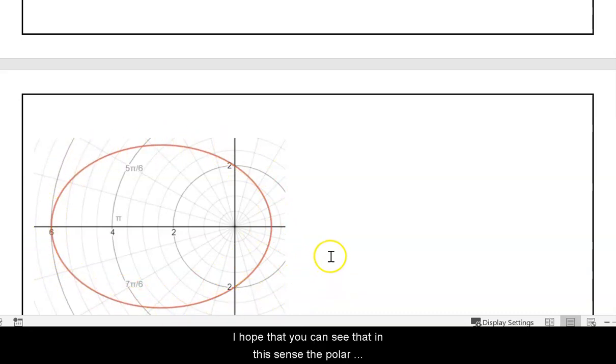I hope that you can see that in this sense, the polar coordinate system is much simpler for representing conic sections, since the form of the equation is very similar for all of them, and a great deal simpler than what it is in the rectangular coordinate system. This ends this video.